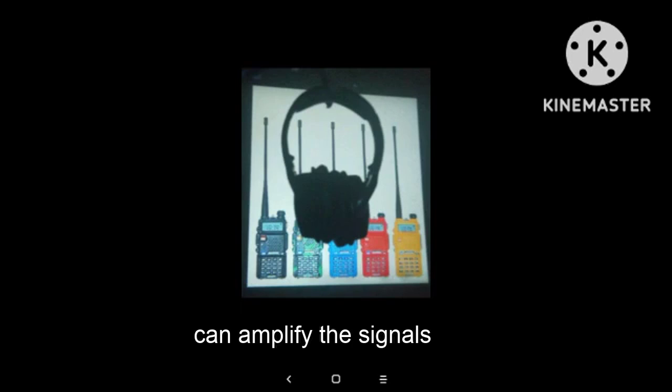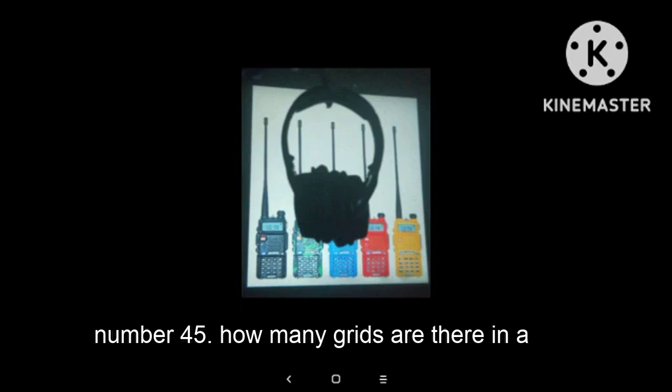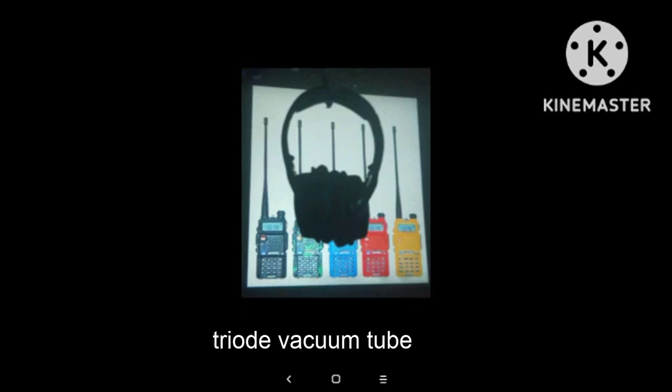Number 44. A feature common to tubes and transistors that is both, can amplify the signals. Number 45. How many grids are there in a triode vacuum tube? 1.